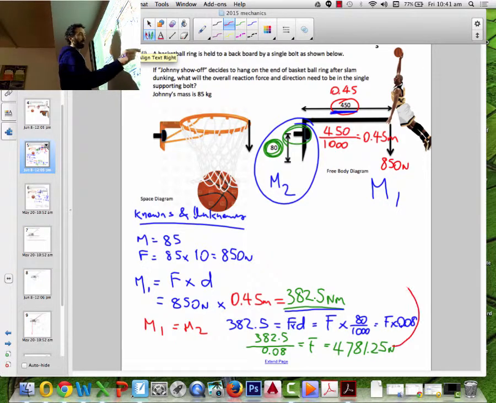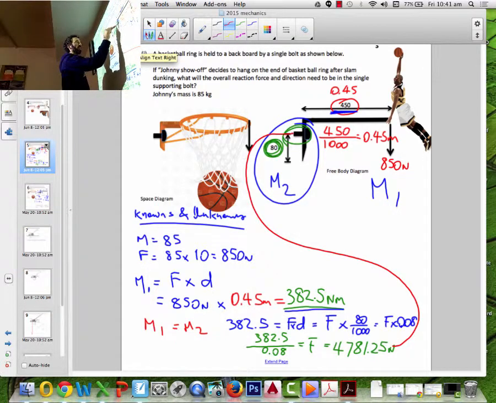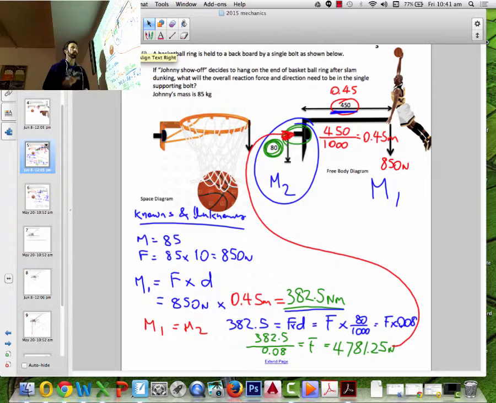And I'm going to draw where that bolt is. That bolt there. That's the bolt. Notice I said it's about 6 times the size, roughly. So if we do 850 times 6, it's pretty close. That is the force on the bolt. That is not the end of the question.